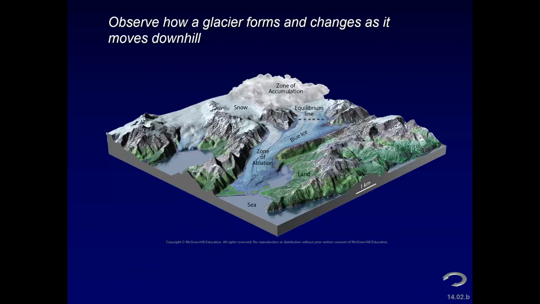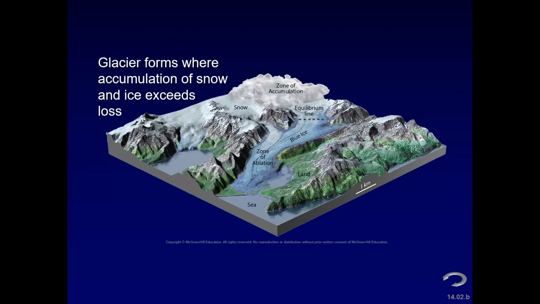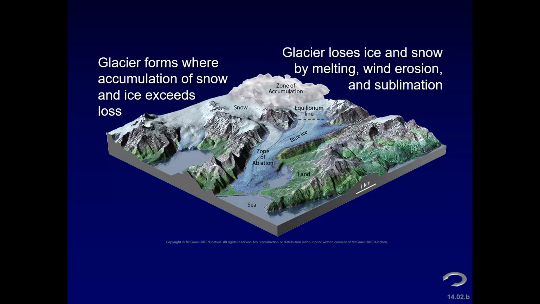So we'll look at how a glacier forms and changes as it moves downhill. A glacier is going to form where an accumulation of snow and ice exceeds loss through melting. So this is our zone of accumulation. The glacier loses ice and snow by melting, wind erosion, and sublimation. So this is our equilibrium line, where we're gaining up here and losing down here, and this is where we're kind of at a standstill. That's the equilibrium line.